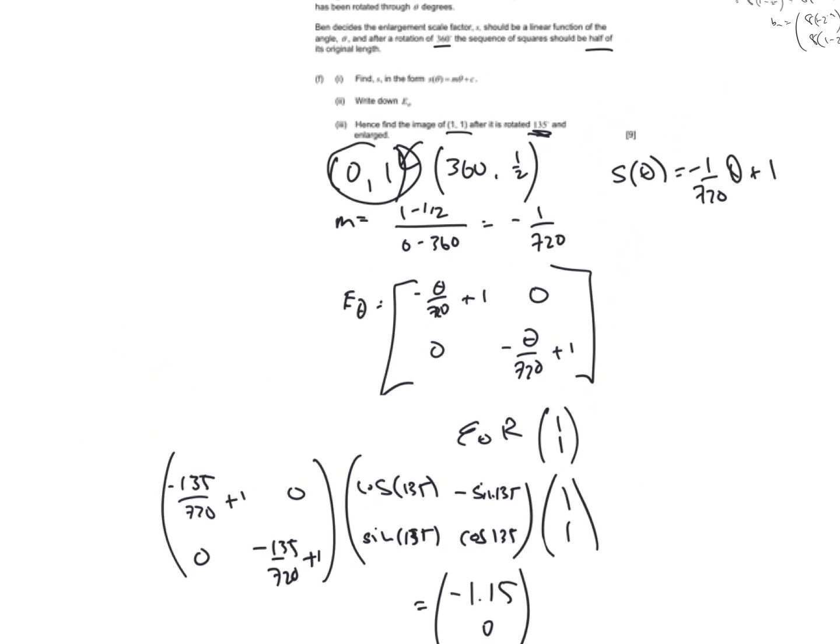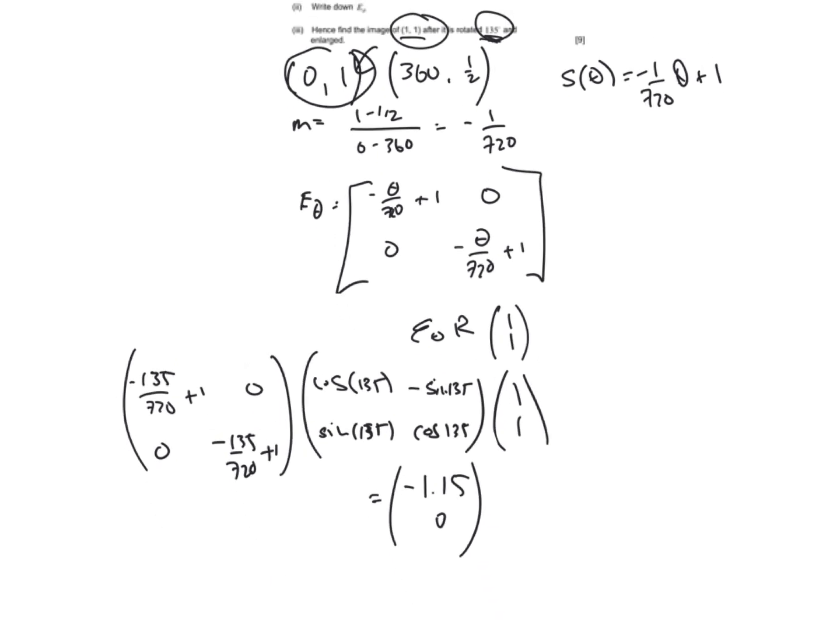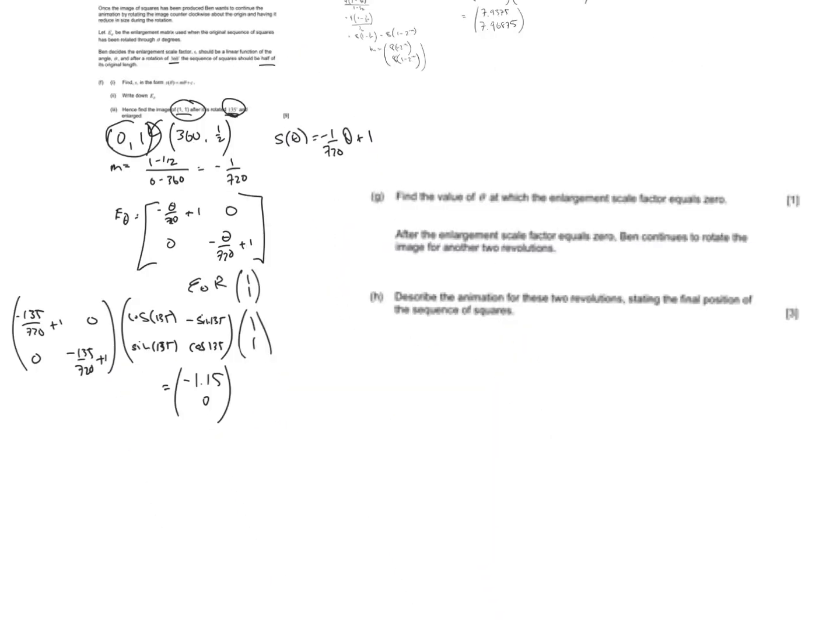So hence the image of (1, 1) after it's rotated 135. This is the matrix that rotates it, and an enlargement by this particular matrix, which was defined here, we end up with negative 1.15 and 0. Okay, so continuing along now, it wants to say find theta, which the enlargement scale factor equals 0.